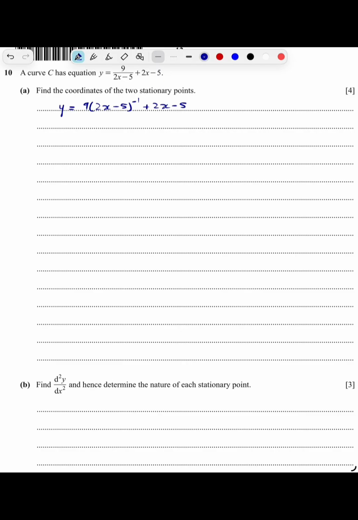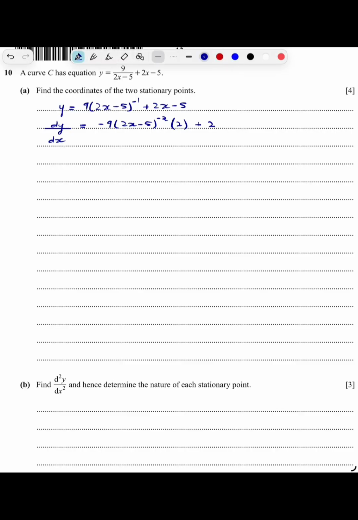Okay, so remember to find a stationary point you need to take the derivative and put it equal to 0, because the slope is zero at a stationary point. So when I take the derivative it becomes -9(2x - 5)^-2, and you have to multiply by the derivative of this expression, which is just 2, and then the derivative of 2x is just 2, and the derivative of a constant is 0. Why? A constant is a straight line, right, like 5. So here the slope is 0. So the derivative of a constant is 0.